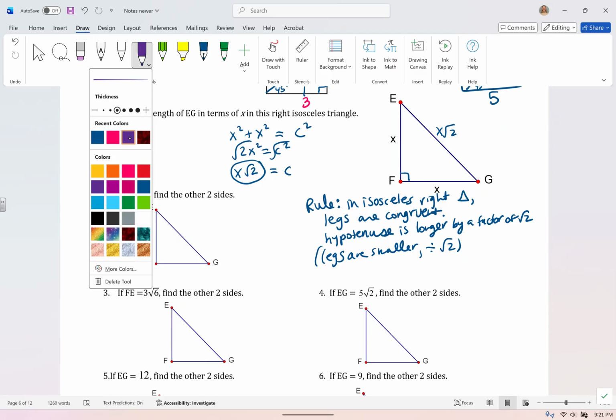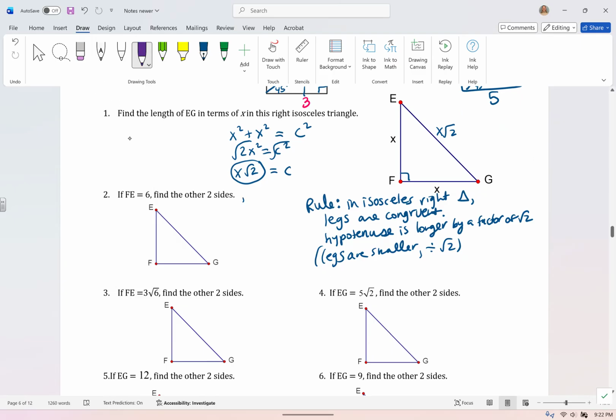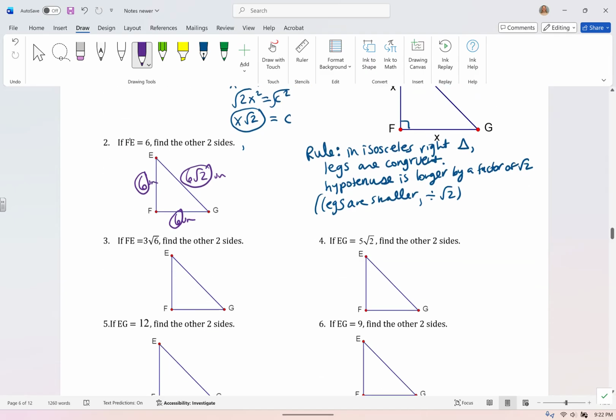I'm going to get a little bit different color. So it says if FE is 6 units, and this is 6 units, what would be the hypotenuse? Well, that would be 6 root 2, and that would be units. Okay. If FE is 3 root 6, and we could put units on it, this would be 3 root 6 in units.